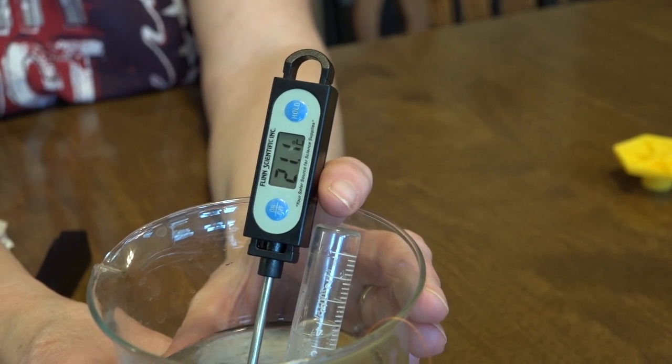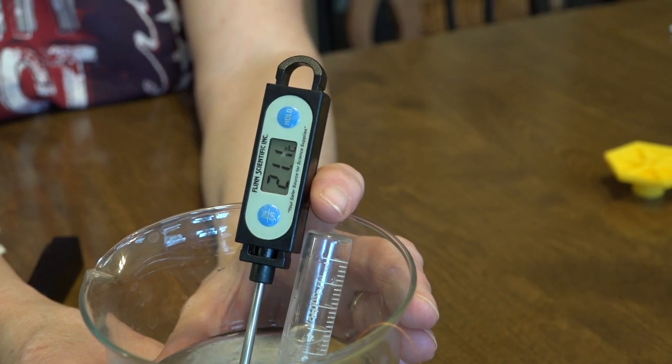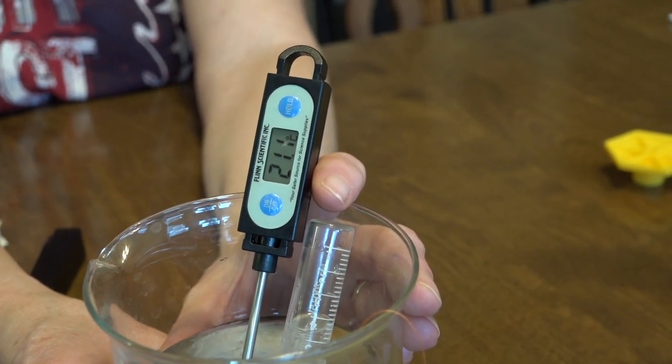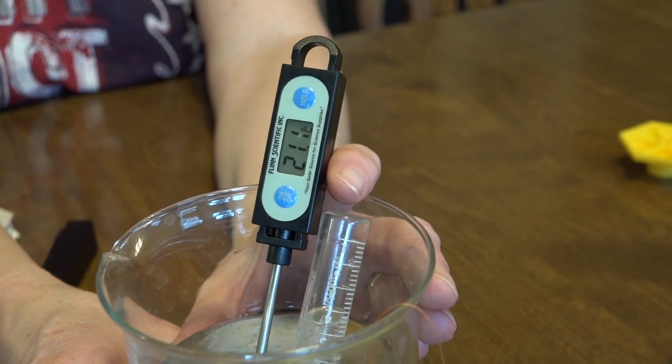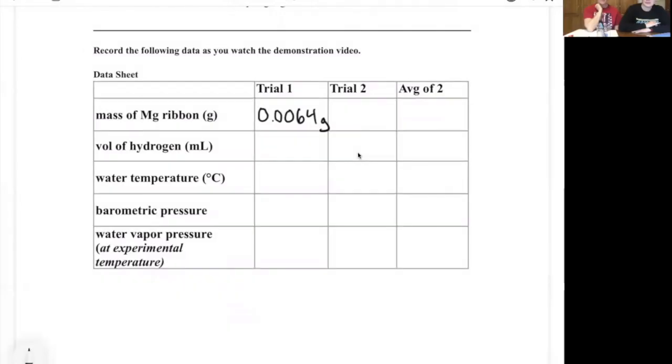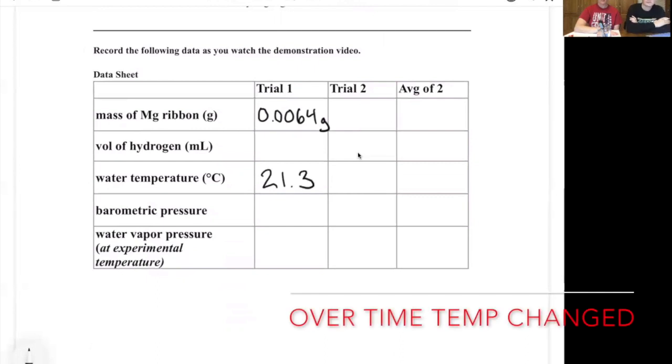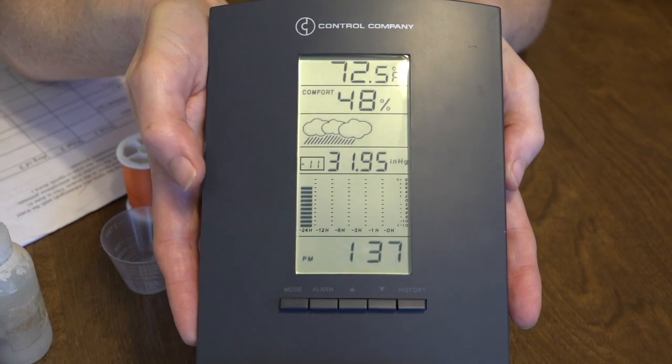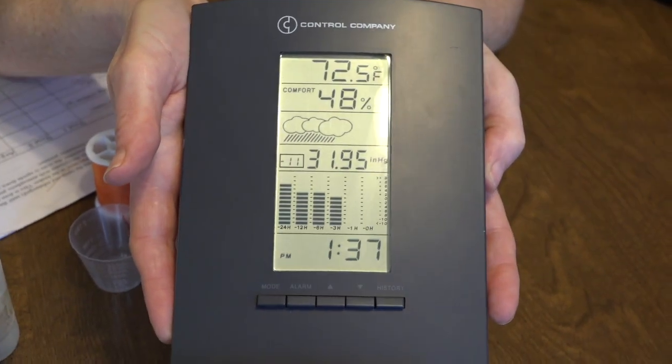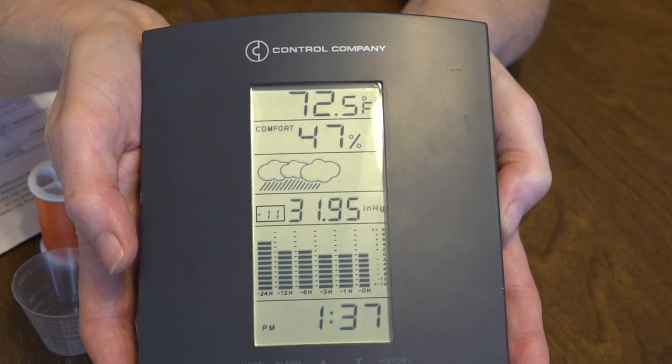The temperature of the water is equal to the temperature of the gas inside of the water, which is currently 21.1 degrees Celsius. Okay, so we are going to be recording the data that we collected. 21.3 degrees Celsius is the temperature of the water of our system. Today we're going to use the atmospheric pressure as the pressure of our system.